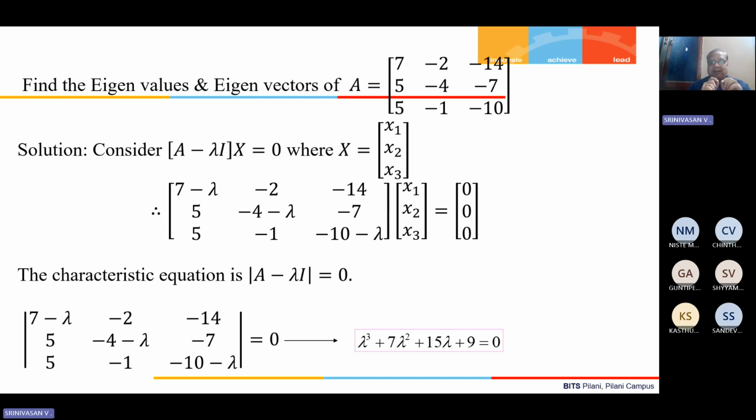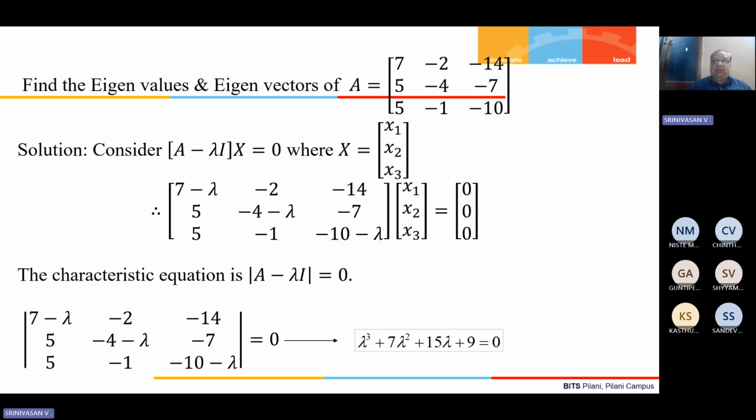By substitution at random, by trial method, you substitute a value for lambda. First you start with plus 1. If not, try with minus 1. If not, with plus 2. Otherwise minus 2. But it will not go indefinitely. So between these 6 values, definitely you will be able to get one. So here lambda equal to minus 1 is one solution.